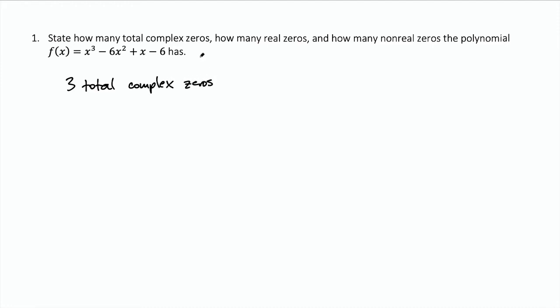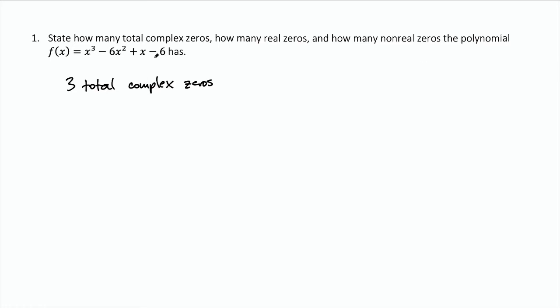Now it's important to remember here that a complex number actually takes into account all numbers, right? A real number is still a complex number. It's just a complex number whose imaginary part is 0. So every number is a complex number. Now this breaks down into real and non-real zeros. And so we're going to have a certain number of real and a certain number of non-real.